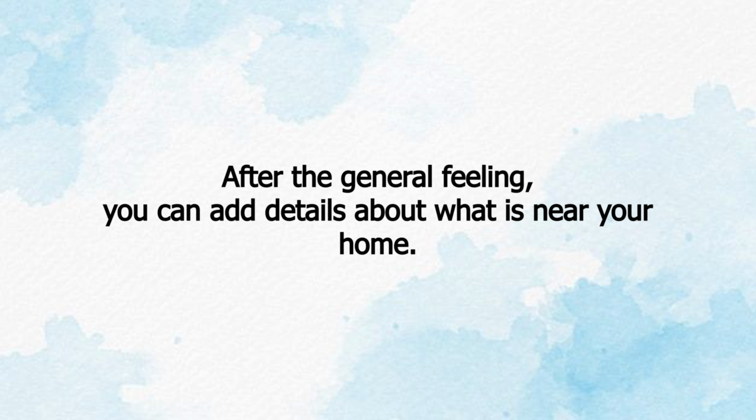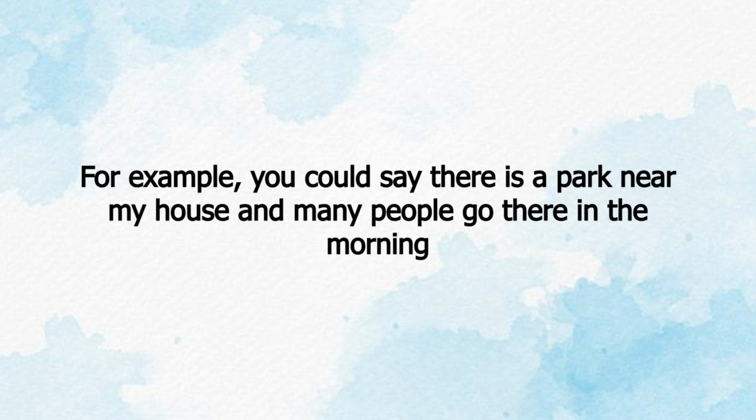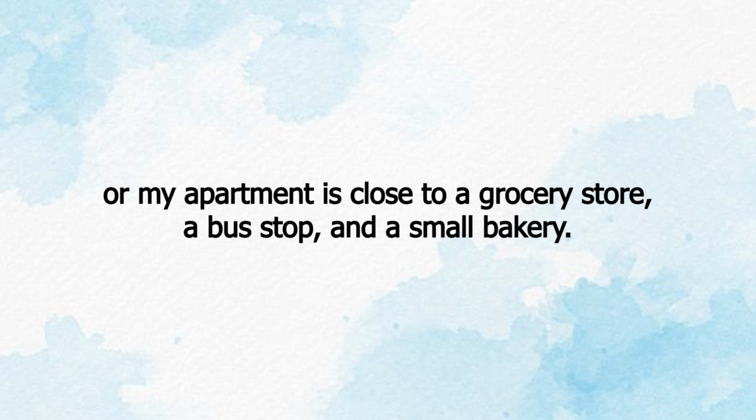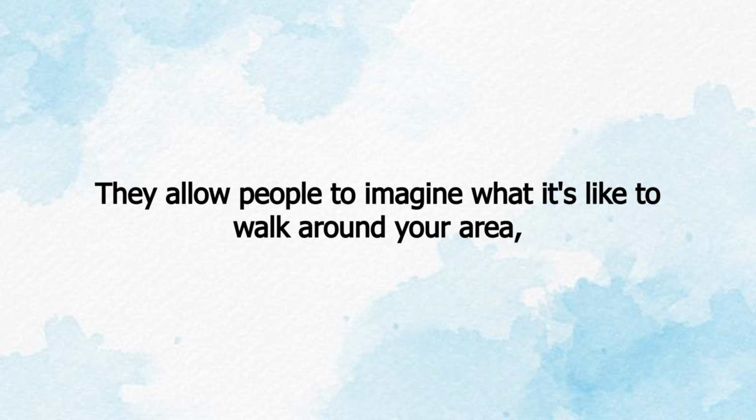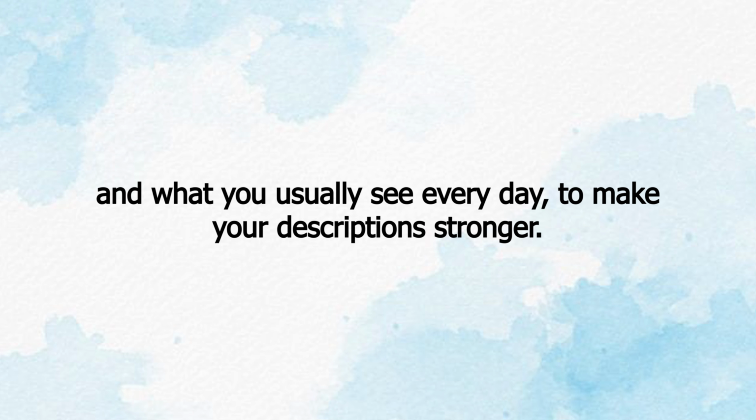After the general feeling, you can add details about what is near your home. For example, you could say, "There is a park near my house and many people go there in the morning," or "My apartment is close to a grocery store, a bus stop, and a small bakery." These kinds of sentences are practical, natural, and extremely useful in conversations. They allow people to imagine what it's like to walk around your area and what you usually see every day.